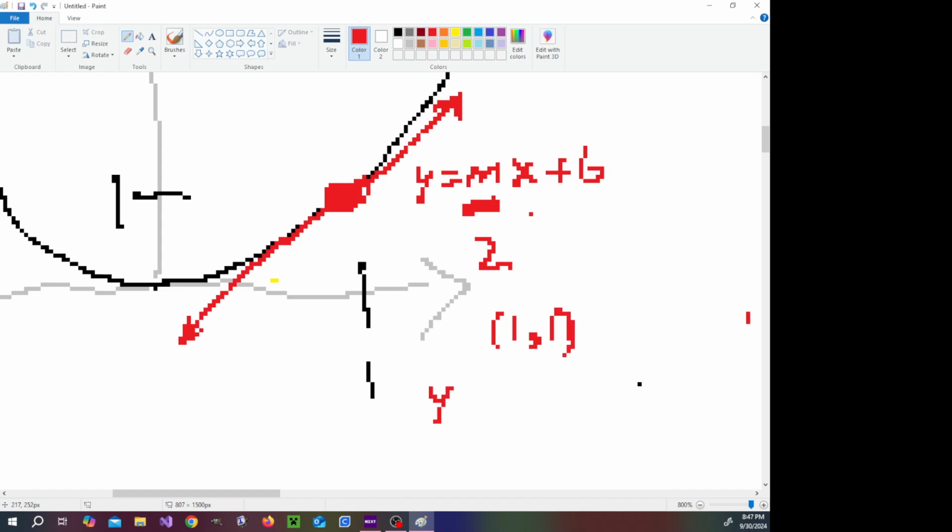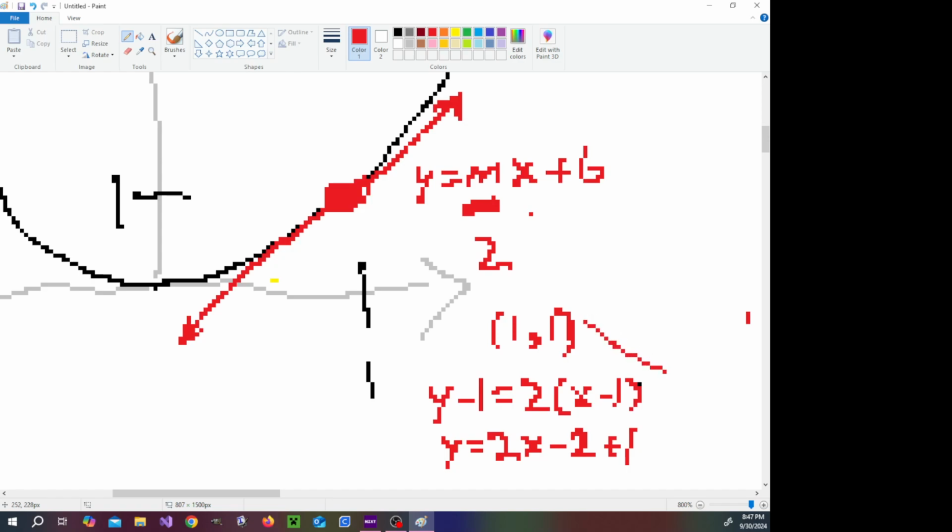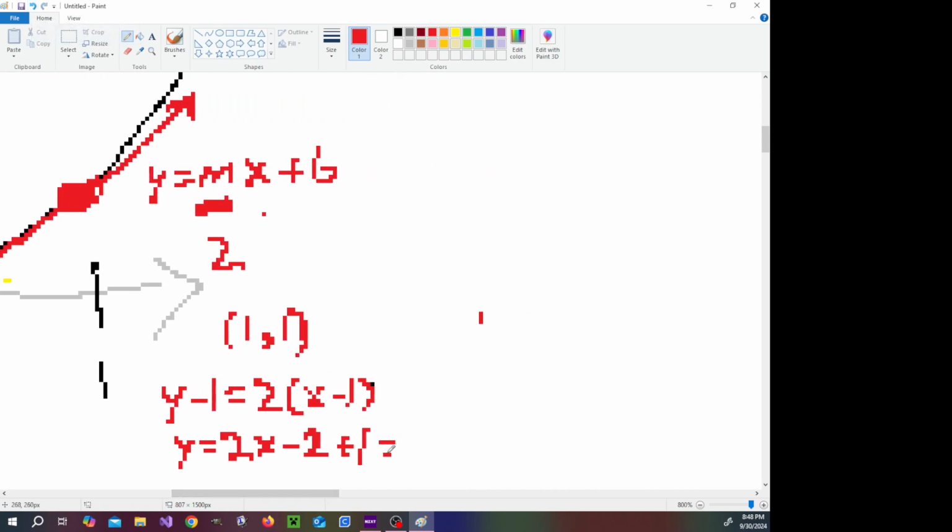So, in point slope form, I have y minus 1 is equal to 2 times x minus 1. And I can solve this for y. I have 2x, and then I distribute the 2 to the negative 1, minus 2. And then I add 1 to both sides to move that negative 1 over. So I have y equals 2x minus 2 plus 1. So really I have 2x minus 1.